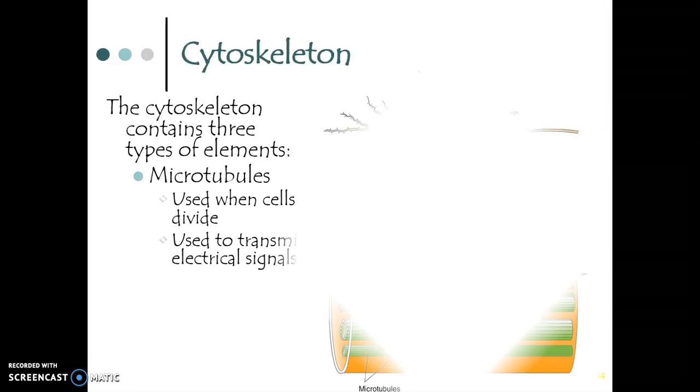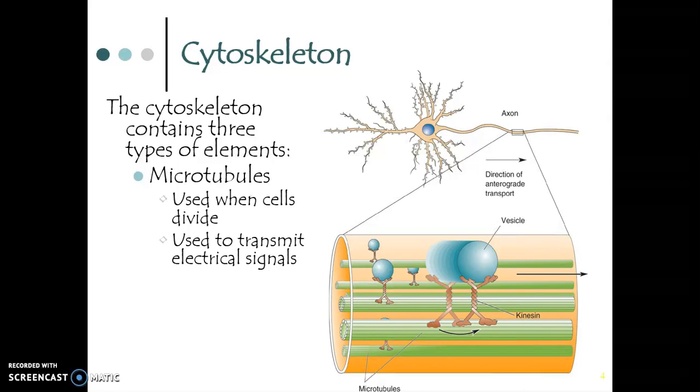The second type of cytoskeleton is microtubules. These are really important when a cell gets ready to divide, and they're also used to transmit electrical signals between the brain and the rest of your body. These are long, thin tubes arranged in a circle. They're kind of like a straw because it's hollow in the center.